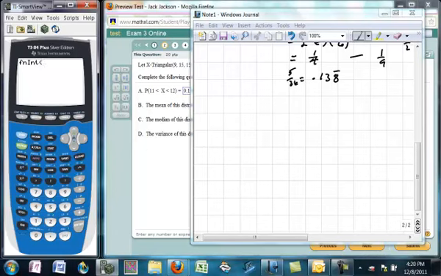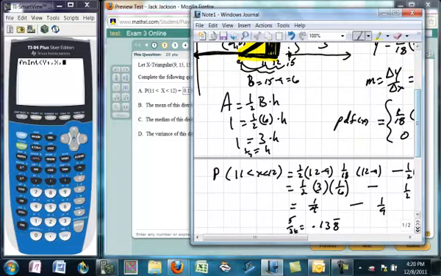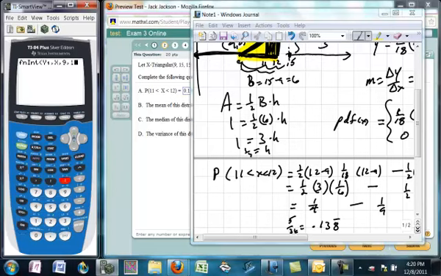and we put in the function. Now, we've already got it in, so I'm just going to do it this way. Variables, y variables, function, y1. Or I can type in the formula. Then it's always x. And then, just to check, of course, if we went all the way from 9 to 15, we get the full area, which should be 1.